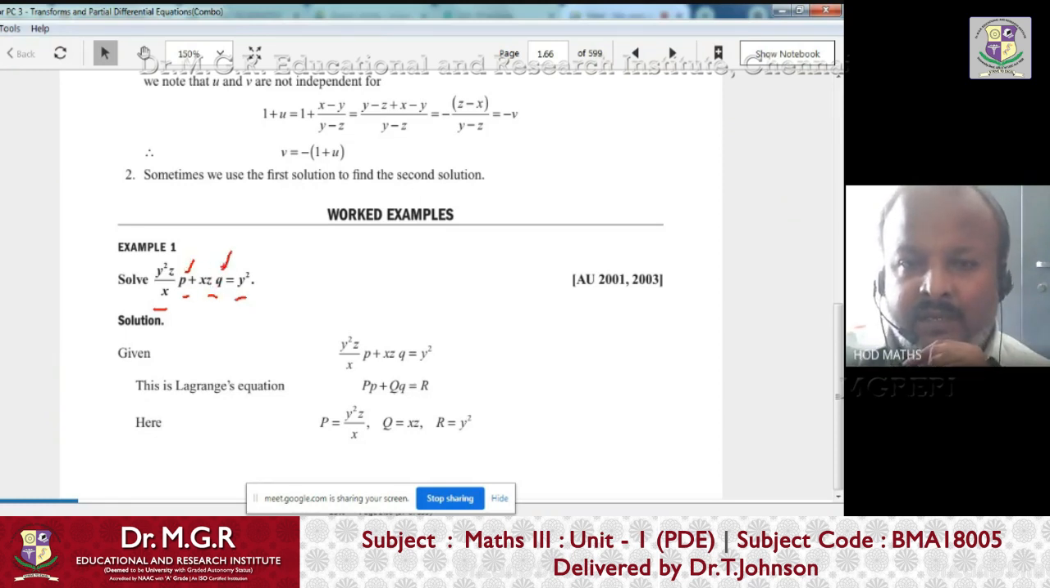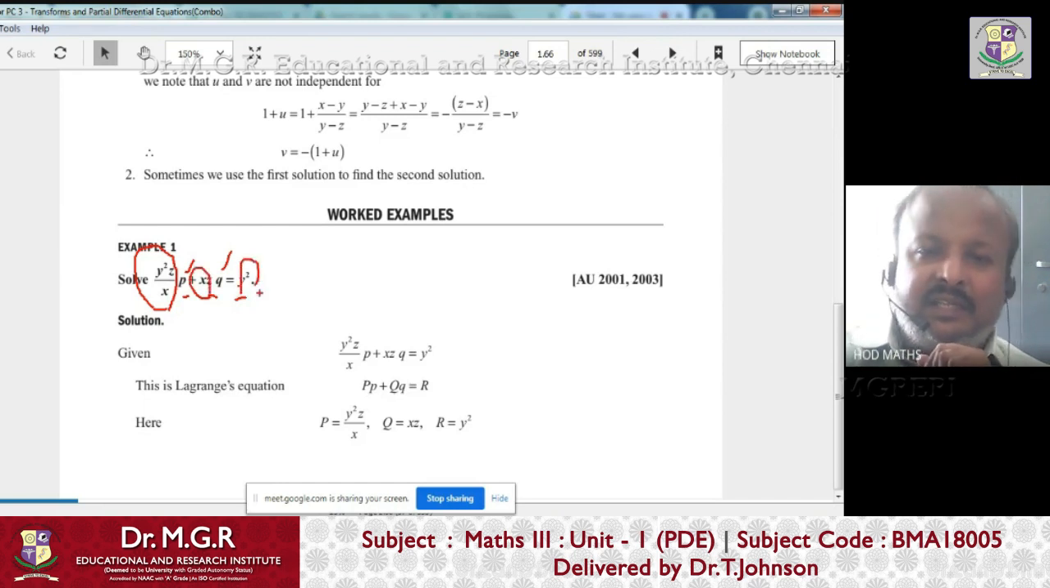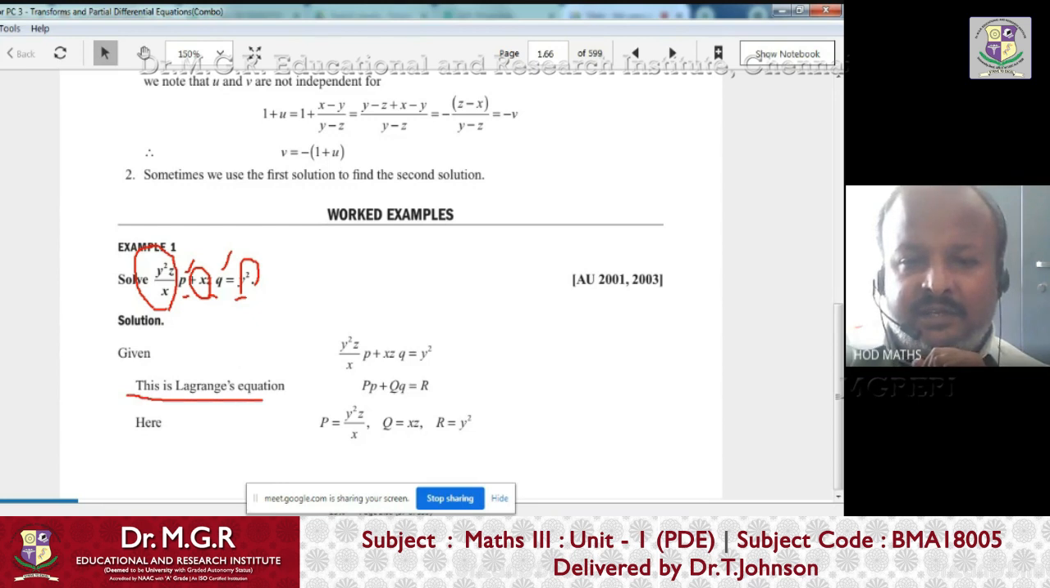What is the power of that? It is only one. Then what is associated with p? It is a function of x, y, z. Q, yes, it is also a function of x, y, z. On the right hand side, yes, we have some function of x, y, z there. So this is Lagrange's equation that you have to write first.